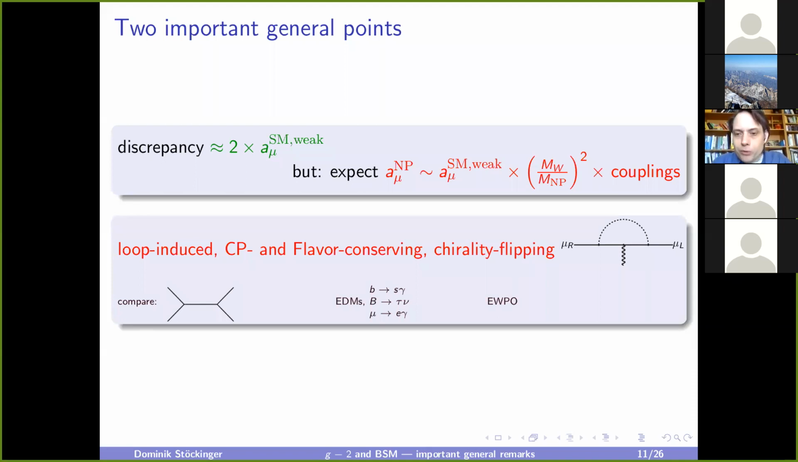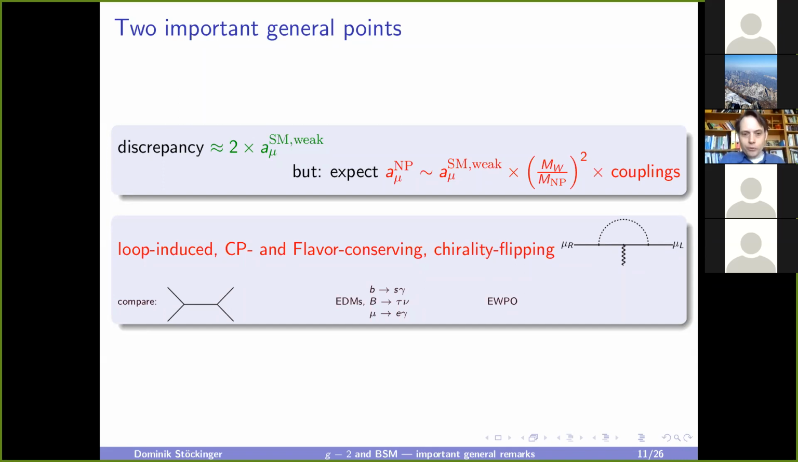Chirality flips means that the g-2 diagrams need to connect left and right-handed muons, and that makes it complementary to, for instance, electroweak precision observables. And so this set of properties is kind of unique in g-2. And as I said before, we need to find a large effect which is invisible elsewhere. So you can already guess that we need to exploit this complementarity in order to make it possible.